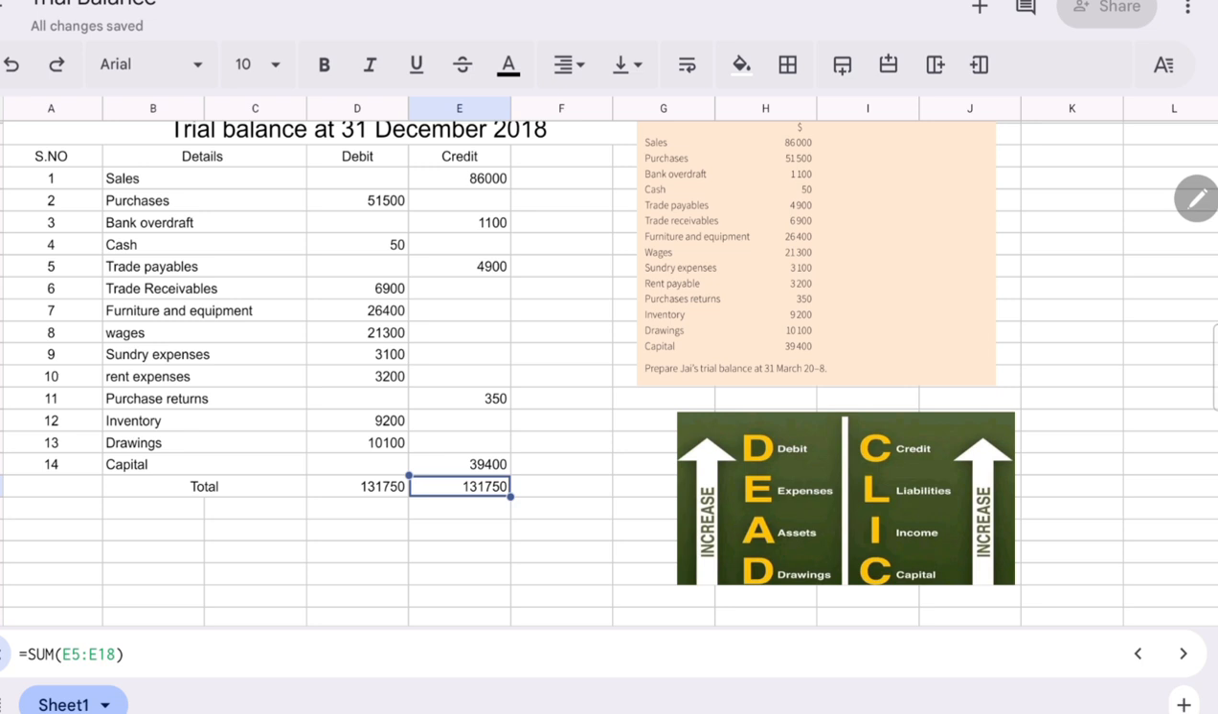Now let us think about another situation. Here I skip this. So this time you can see the debit balance is not equal to credit balance. What can we understand from that? Yes, it indicates that there may be some errors in the accounting process, such as errors in recording transactions or posting them to the ledger accounts.